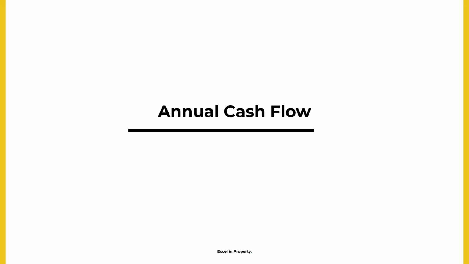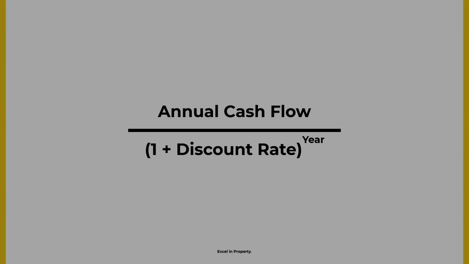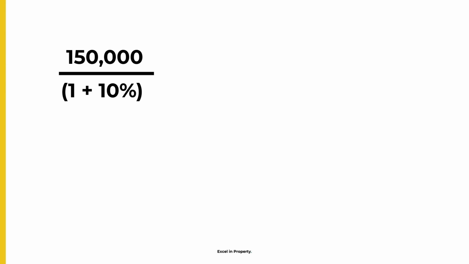For each of these periods, we need to discount the cash flow back to today based on the discount rate and the number of years that have elapsed from the start date. The formula for this is the annual cash flow divided by 1 plus the discount rate to the power of the number of years that we need to discount it by. So in this case, in year 1, we need to take the $150,000 of net cash flow and divide it by 1 plus 10% in brackets to the power of 1. Which gives us just over $136,000.